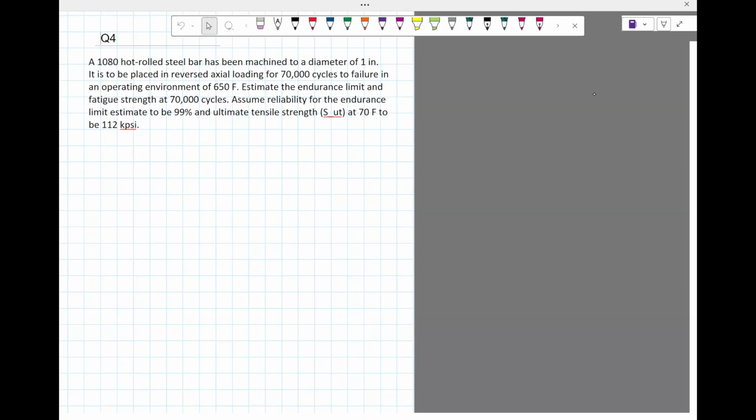Okay, so what is asked here? We need to estimate the endurance limit and fatigue strength at 70,000 cycles. So first thing is endurance limit. That is the first part. And the second part, we need to find fatigue strength, that is SF, at n equals 70,000 cycles.